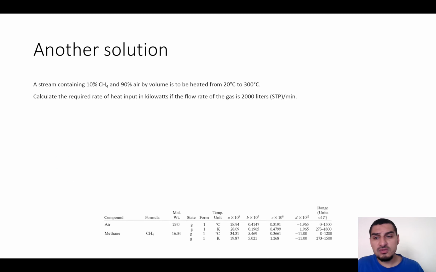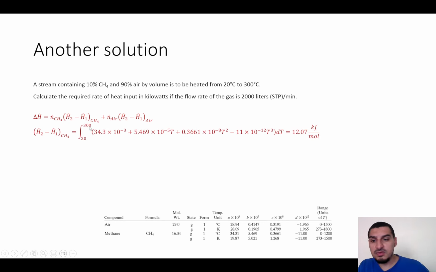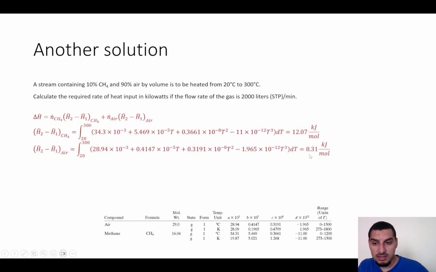There is one other thing that we can do here, which is repeating the solution without doing the Cp of the mixture. So I can say that the delta H is delta H of methane plus delta H of air. I know the total number of moles, so I can get the number of moles of methane from the mole fraction, the number of moles of air from the mole fraction, and I will calculate delta H of each one of them separately. So this is the integration of Cp dT from 20 to 300 for the constants of methane, and then I'll do the same for air.